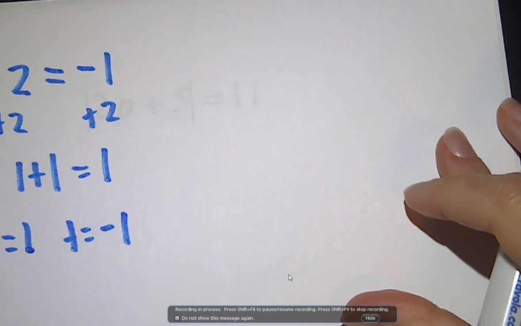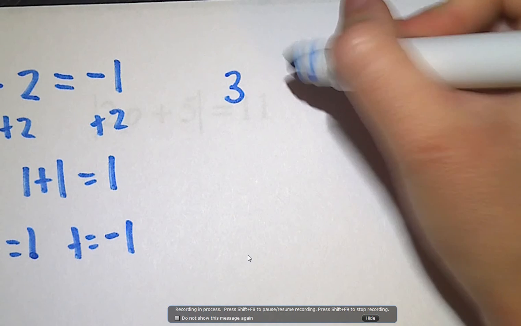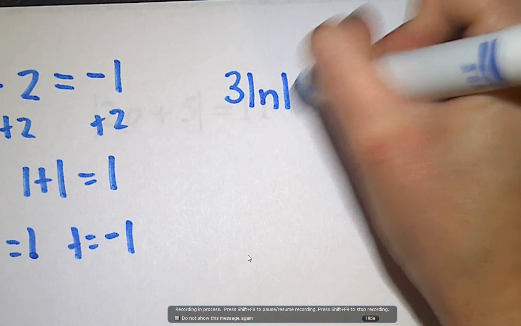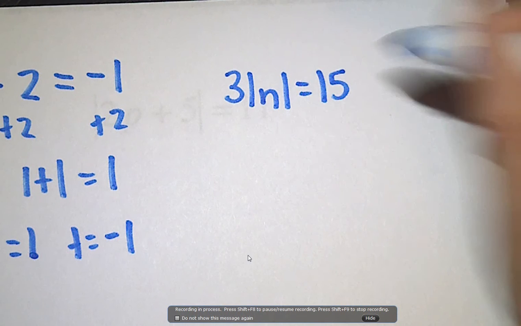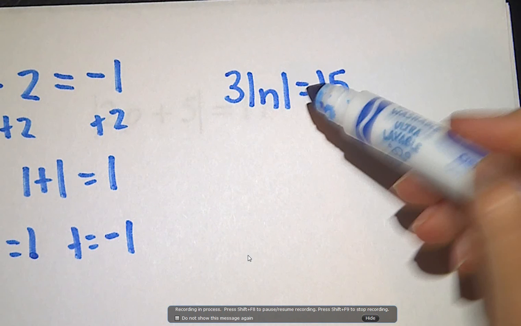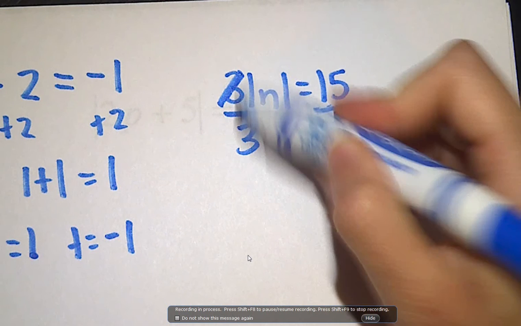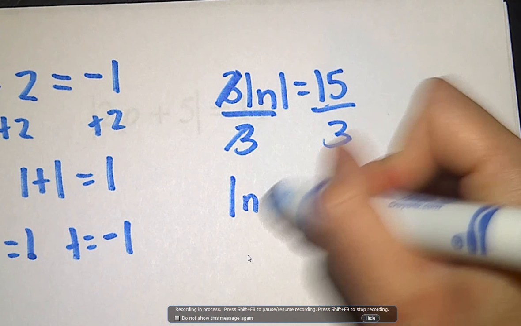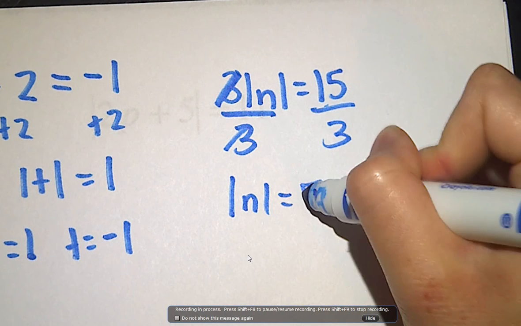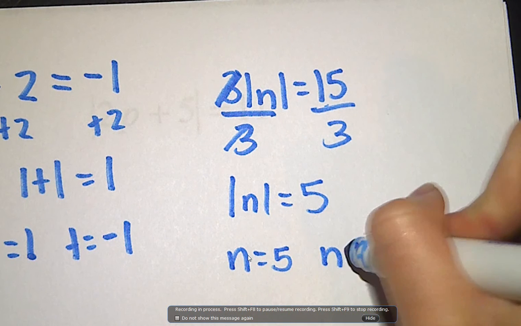For the second one, you should have had 3 times the absolute value of n equals 15. This isn't 3 plus the absolute value of n, it's 3 times the absolute value of n. So you should have just divided by 3. This cancels, and you get the absolute value of n equals 5. So your two solutions are n equals 5 and n equals -5.